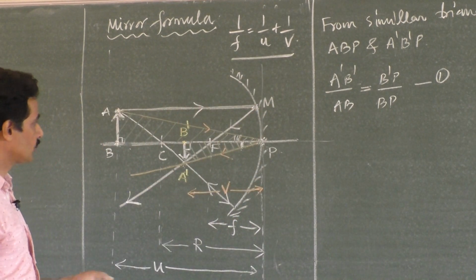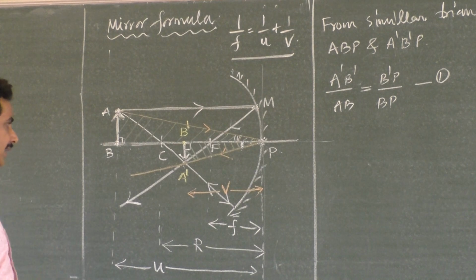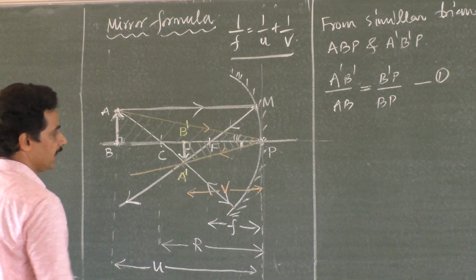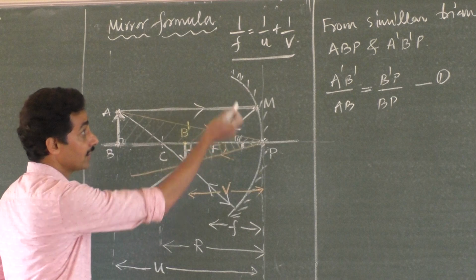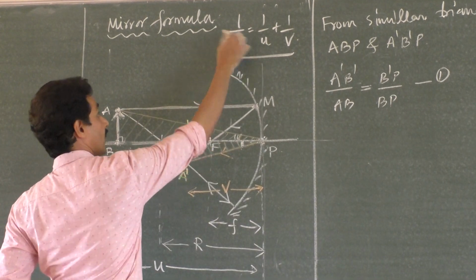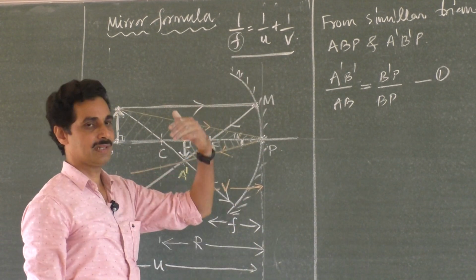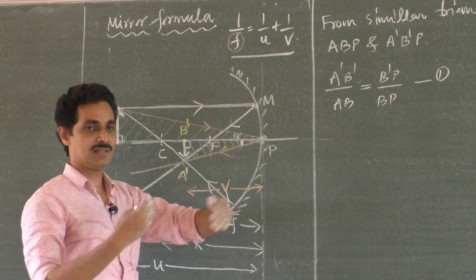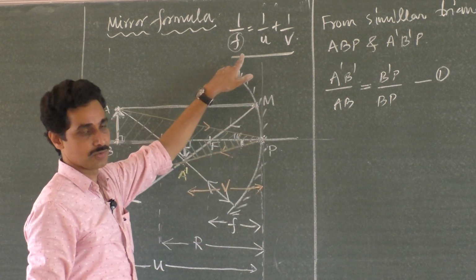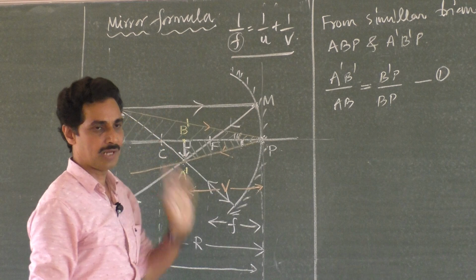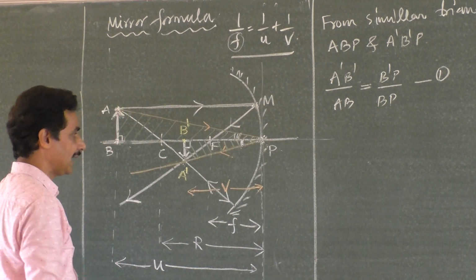Now take other similar triangles. Somehow I have to bring FP, am I right? Because focal length is the only thing which has not entered. In the film, the object distance entry is over, the image distance entry is over. Hero, heroine are finished. Now the villain has to come: F. From where will we get FP?